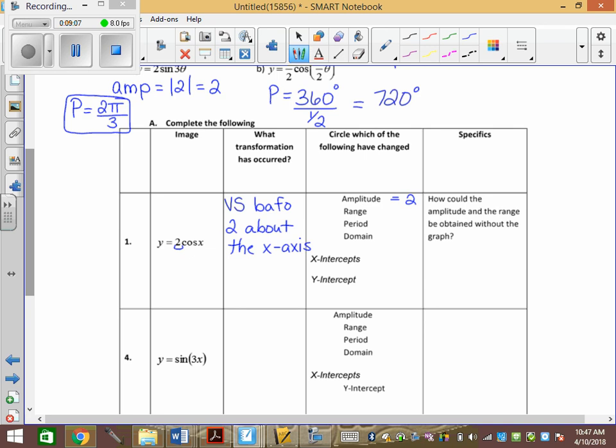Now, what does the amplitude affect on the graph? Normally it was 1, right? On all those other graphs, it was a distance of 2. We split it in half, it was 1 and 1. But now it's actually a distance of 2. So it's making the graph taller, which makes sense. I'm vertically stretching it by 2. We agree?